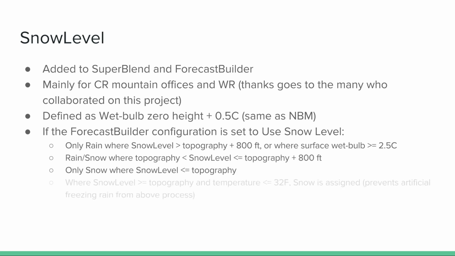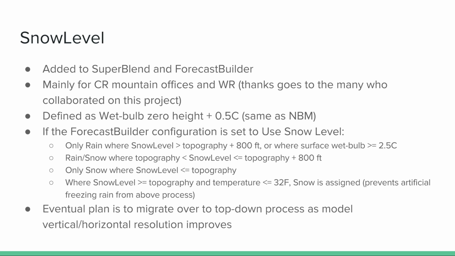I won't read all these, but these are the various criteria. And this information is also documented in the Forecast Builder procedure documentation. Eventually, the plan here is to migrate over to the top-down process as model vertical and horizontal resolution improves. So the snow level is currently being seen as a stopgap, because some testing of the top-down process last winter, like up in Great Falls, for example, has found there were problems with it. Again, a lot of it is due to just resolution issues over the terrain.